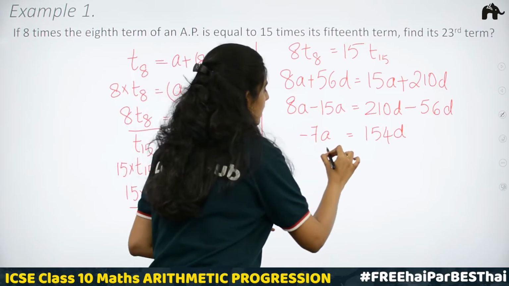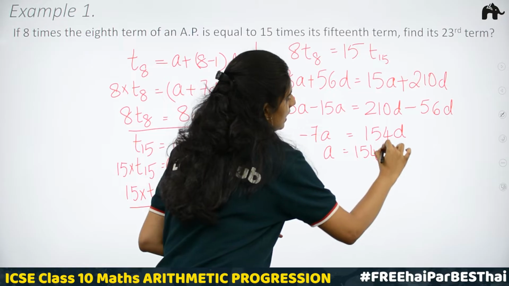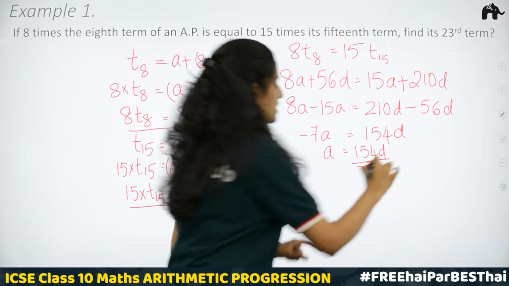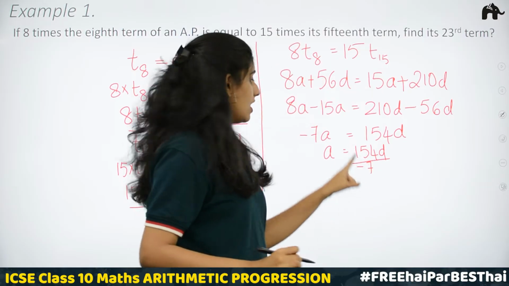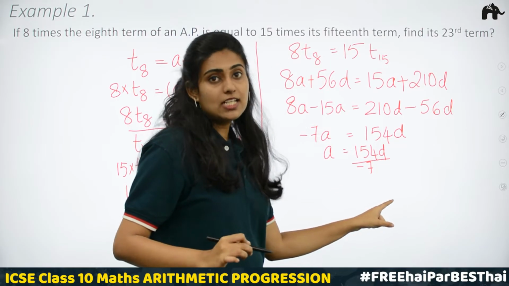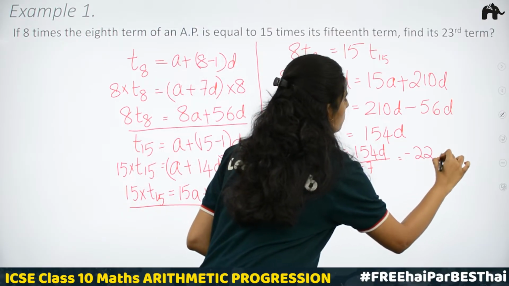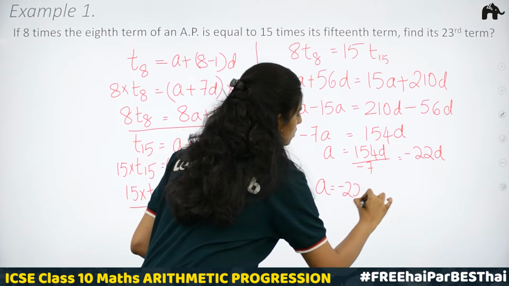From this, we are going to make an equation for a in terms of d. What do we get? a is equal to 154d divided by minus 7. This negative can be taken to the numerator. And 154 divided by 7, what is 154 divided by 7? It is 22. We get minus 22d. a is equal to minus 22d.